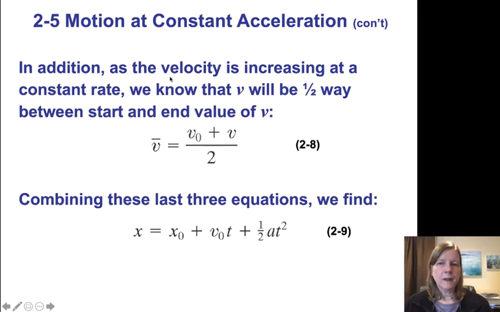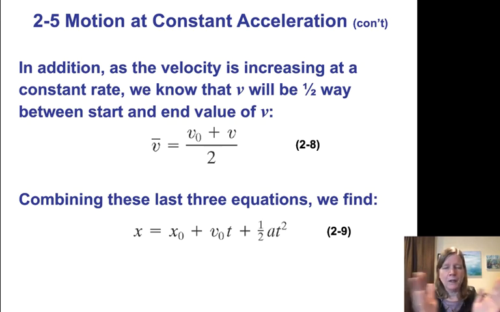In addition, as velocity is increasing at a constant rate, if we have constant acceleration, so it's changing by 15 meters per second every second, we know that the average velocity will be halfway between the start and ending value. If you start at 0 and end at 60 meters per second, and you're uniformly accelerating, you're uniformly changing your velocity, then your average velocity is going to be 30. So we can calculate our average velocity as the starting plus the ending, divided by 2. So if it were 0 to 60, divided by 2, the average velocity would be 30.